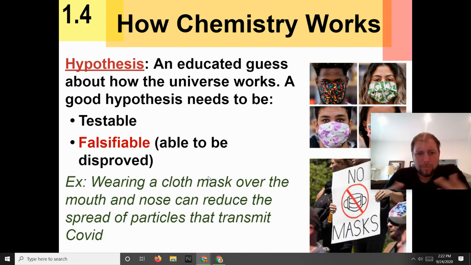So here's an example. Wearing a cloth mask over the mouth and nose can reduce the spread of particles that transmit COVID. This is something we can test. We can put masks on people and have them do different things and see how much stuff is spit out of their mouth. How much does the mask stop that? So this is something that we could prove. You could show me evidence that says, hey, here's someone without a mask, here's someone with a mask, and there is no difference in the amount of particles they released. And I'd be like, well, then masks probably don't do anything.